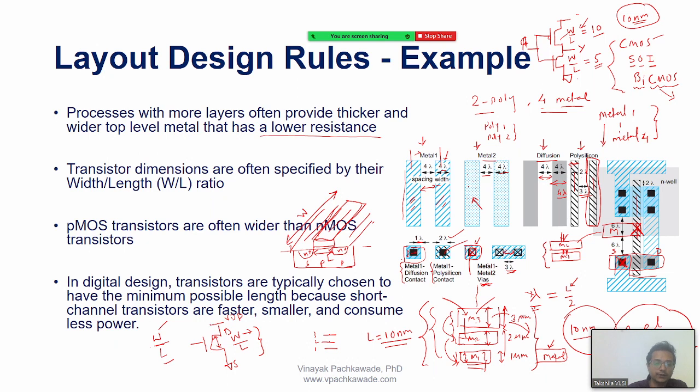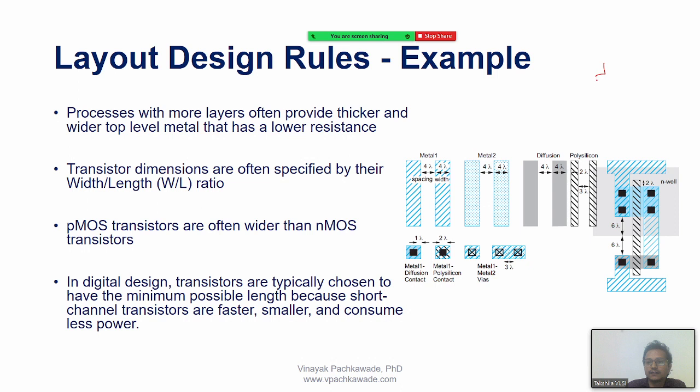Sometimes you will see on the schematic that the circuit is drawn, and they will say that this has a ratio of 10 by 2, and this has a ratio of, let's say, 10 by 1, something like that, or let's say this is 10 by 4 and 10 by 2. So how to understand this? The channel length is 4, the feature size is 10 nanometer.